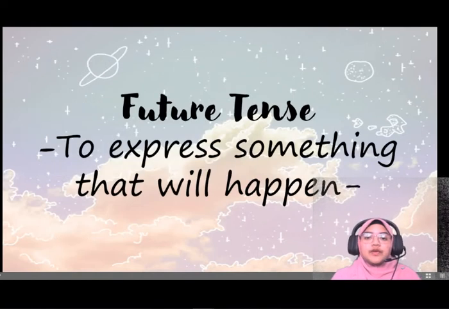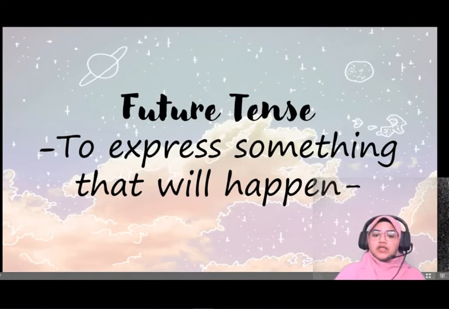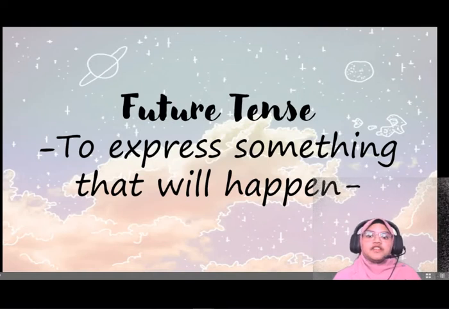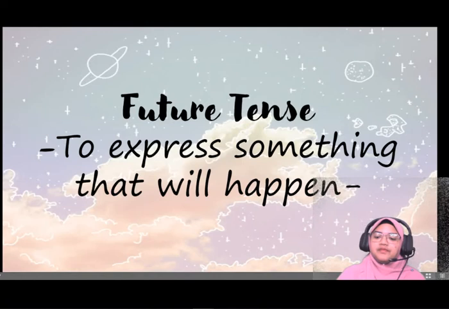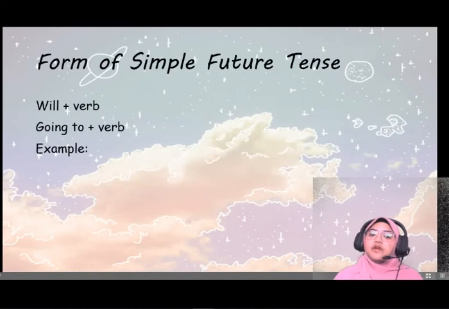Now, the thing that we will be learning today is future tense. Future tense is used to express something that will happen. So it does not happen yet now, but it will happen in the future, maybe 5 minutes later or maybe 10 minutes later. The form of a simple future tense, there are two ways. First is by using will plus verb, and the second is by using going to plus verb.